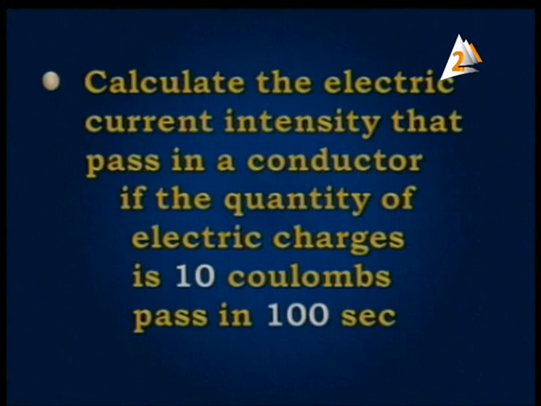Let's go to see another one. Calculate the electric current intensity that passes in the conductor, if the quantity of electric charges is 10 coulombs, passing in 100 seconds. It's very easy. I need to calculate the electric current intensity. Quantity of electric charges is 10 coulombs, and 100 seconds.